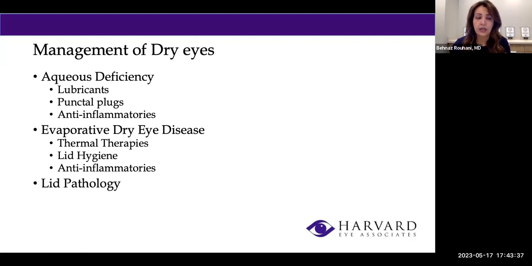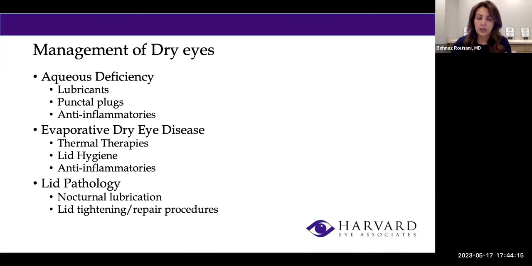Then the lid pathology, as I just briefly mentioned, is very important to be assessed as well. If we have a problem with closing the eye completely at night when we are sleeping, or we have loosened eyelids due to aging, then we would like to do something to help that part of the eye that is going to stay open throughout the night be protected against exposure to the outside and getting really dry. So nocturnal lubrication with ointments and gel drops can help. Lid tightening and repair procedures are considered.